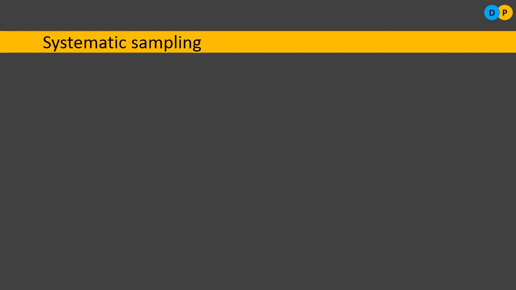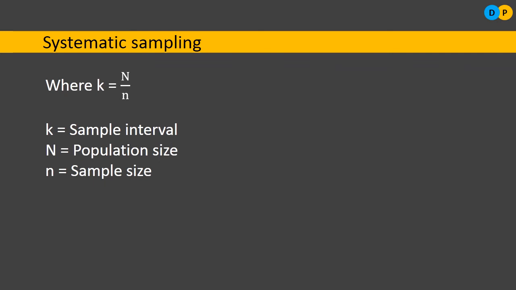We will be following a particular formula here for systematic sampling. The formula is k equals capital N by small n. So what is small k? Small k is the sample interval. Between each group I need to follow a particular width that will be the same for all the groups, and that is the sample interval. The next one is population size. The population size is capital N and the sample size is small n.